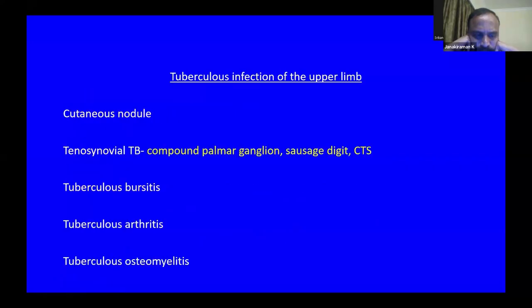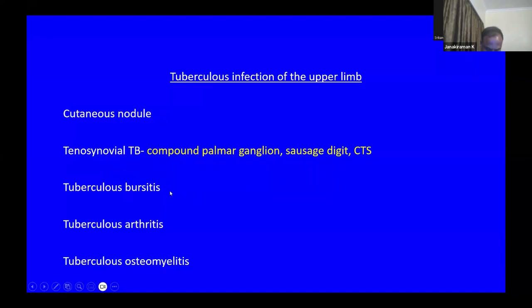Tuberculous infections of the upper limb are not very uncommon, because it is still not controlled in our country, and there could be different ways of manifesting. A cutaneous nodule, which is usually implanted in hospital workers. You could have a tenosynovial tuberculosis, one of which is called a compound palmar ganglion, and rarely may be a cause of carpal tunnel syndrome.